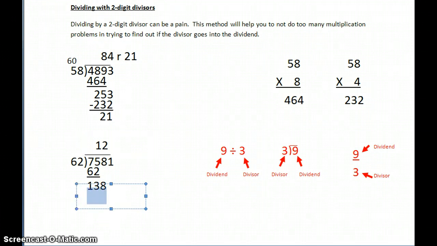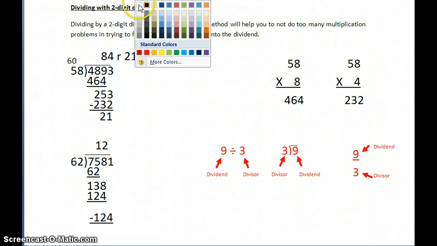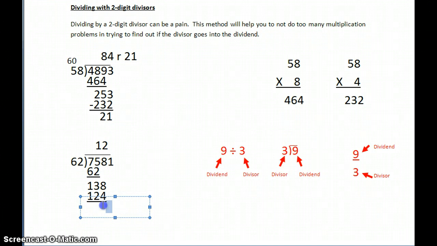And I will get 124, sorry, I mistyped that. And I will do my subtracting. Sorry about that. And I get 14 and I have to drop the 1.